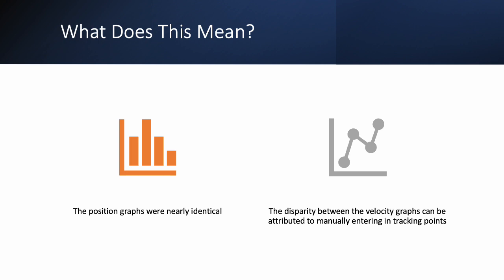So what does this mean? The position graphs were nearly identical, and as I stated before, the disparity between the velocity graphs can be attributed to manually entering in tracking points, which could have skewed the data due to human error.